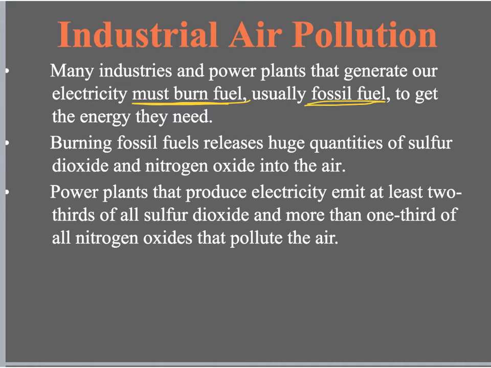Burning fossil fuels releases huge quantities of something called sulfur dioxide and nitrogen oxide in the air. Power plants that produce electricity emit at least 2/3 of all sulfur dioxide and more than 1/3 of all nitrogen oxides that pollute the air. So of these two pollutants, it comes from these two sources. It comes from factories burning fossil fuel to produce energy for making something, or sometimes simply just for energy, for our electricity usage.